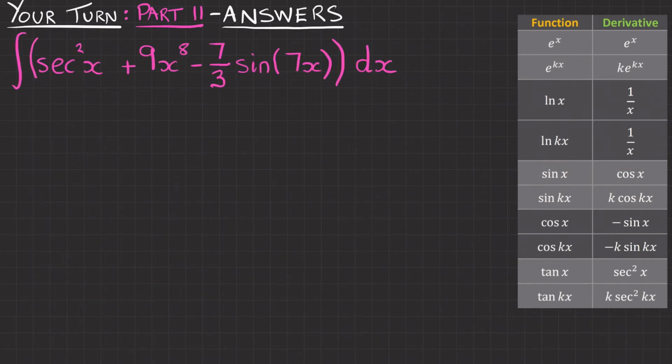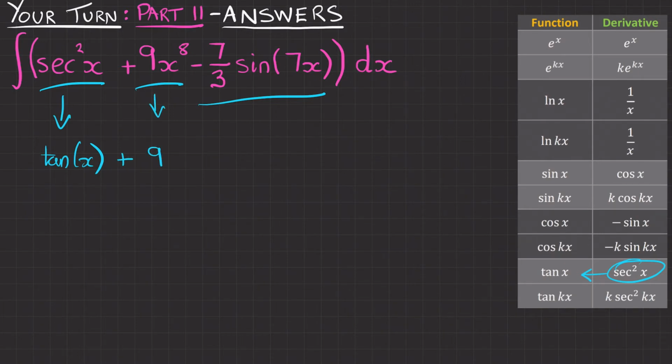Trickiest one now, we've got sec x squared, plus 9x to the 8, minus 7 over 3, lots of sine 7x. The sec x squared, let's have a look at our table of derivatives on the right hand side. We've got that right here, sec x squared, and that becomes tan x. So it's a bit nicer than it looks. Plus 9x to the 8, we'll have plus 9x, add 1 to the power, which is 9, and then divided by the new power.